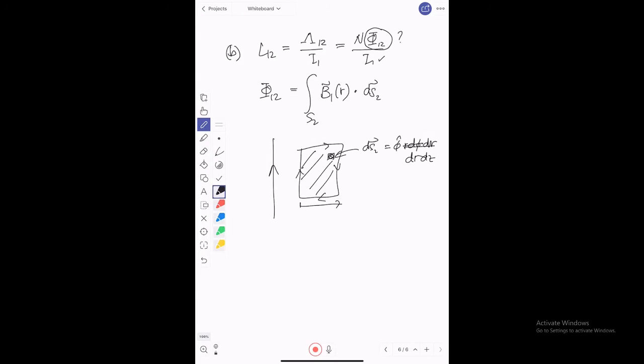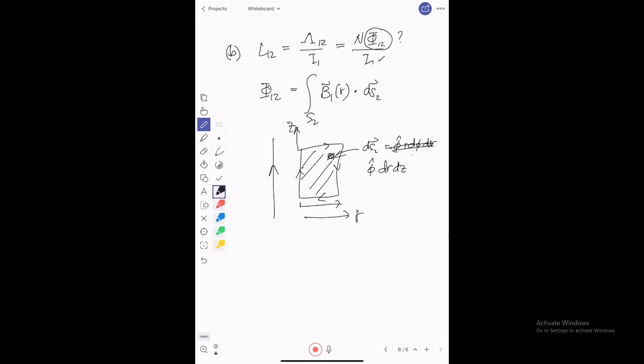So let me erase it and redo it, because now I'm integrating this. Let me cross it out then. We'll worry about this later. So ds2, the direction is phi hat, and then if we call this r, this is z, so we have dr dz. Any questions?